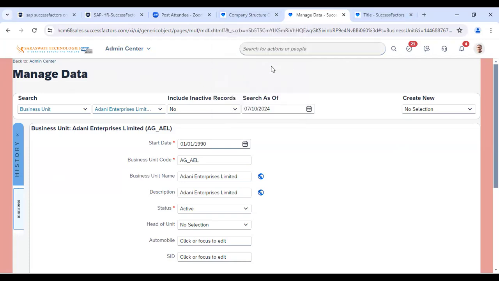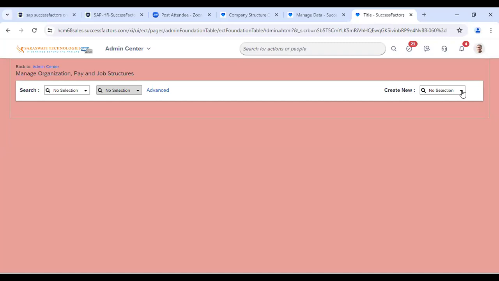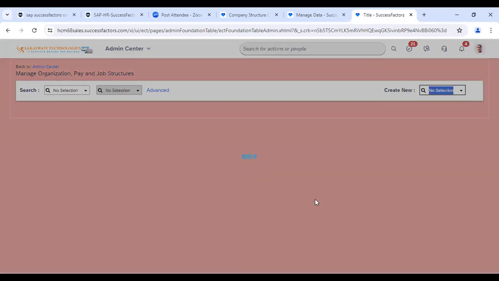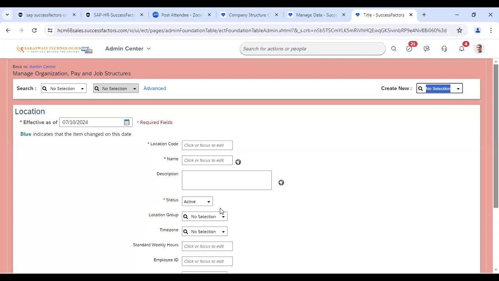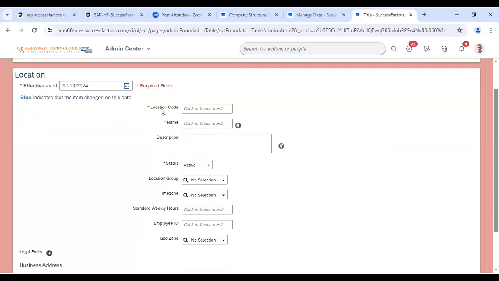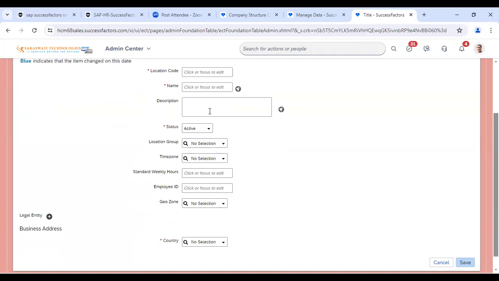Now coming to the other point. In the managed job structure, you can make the locations also. The location code is very important. For the Delhi location, you can make here DL, that is the code for Delhi. For the description, you can give the reporting location or the working location, depending on the requirement.